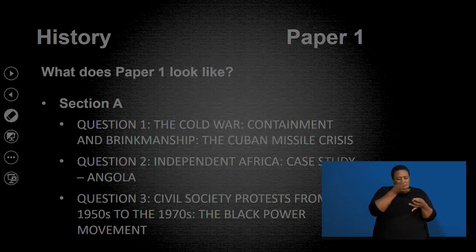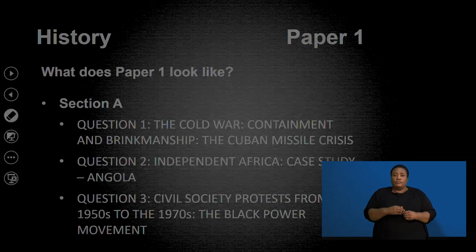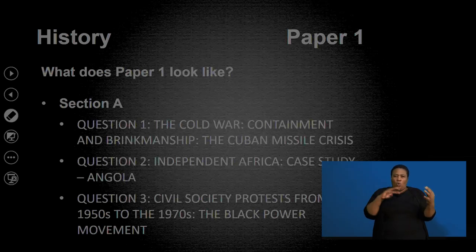And then if we look at the breakdown of section A, it consists of question 1, which is the Cold War, containment and brinkmanship, the Cuban Missile Crisis. And then there is question 2, which is independent Africa, the case study is Angola. Question 3 is civil society protests from the 1950s to the 1970s, the Black Power movement.